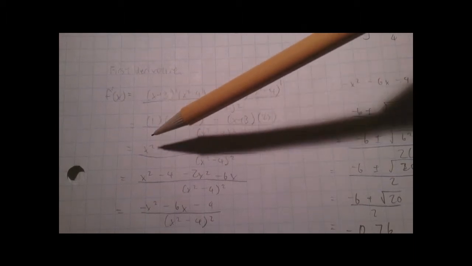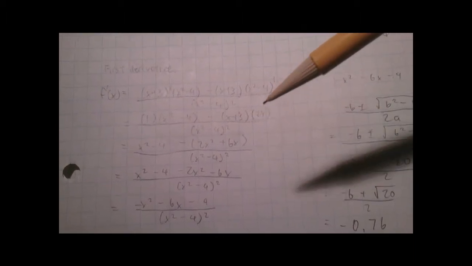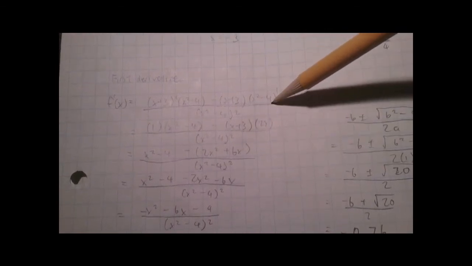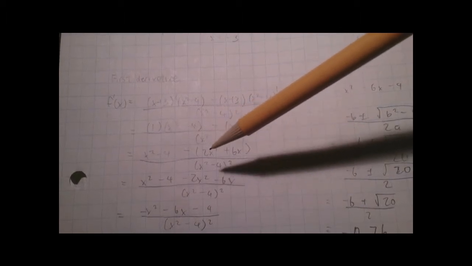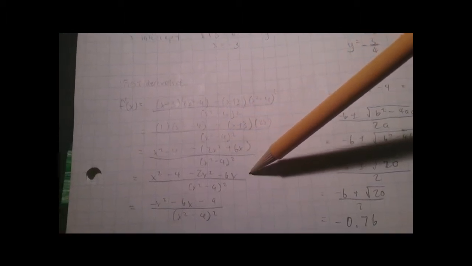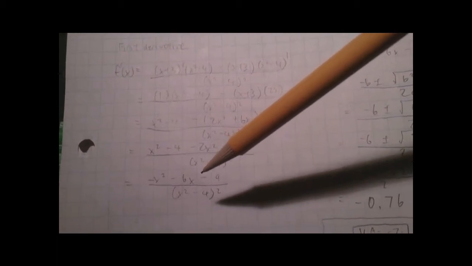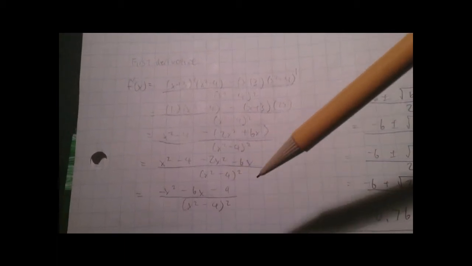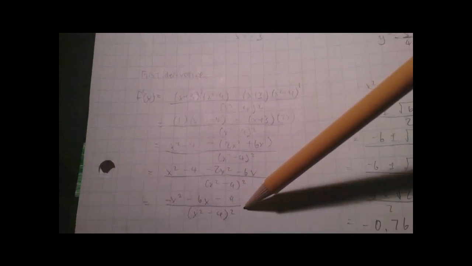So the derivative is 1 times x to the power of 2 minus 4, minus x plus 3 times the derivative of the bottom, which is 2x. We just continue that all the way down, and we get an answer of negative x to the power of 2 minus 6x minus 4, over (x to the power of 2 minus 4), all in brackets to the power of 2.